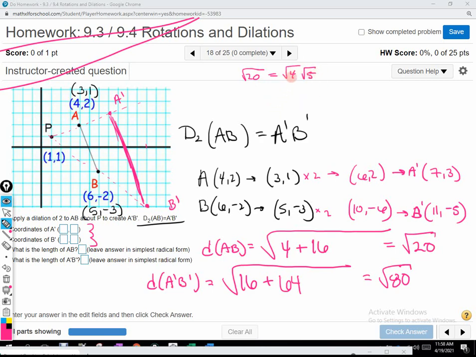Does 4 divide 20? 4 is a perfect square, right? So what's the square root of 4? So 20 breaks down to 2 radical 5, right? Okay, what about 80? 80 is 16 times 5. What's the square root of 16? 4.